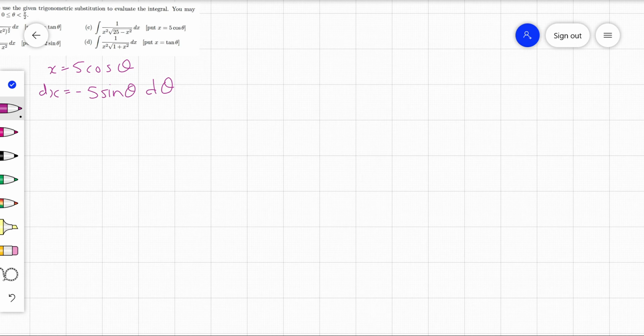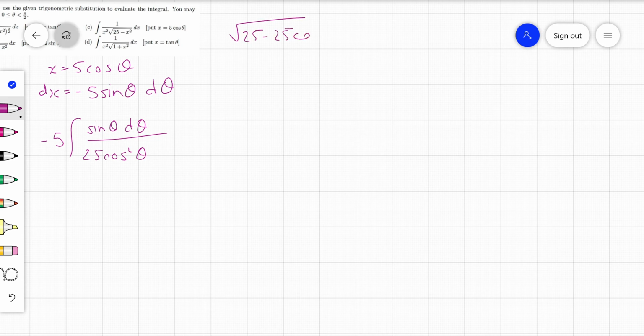Let's redo this integral. The dx part, which I'm going to put on top, is minus 5 sine theta d theta. And then we have x squared, which is 25 cos squared theta. I might do this bit separately. We've got the square root of 25 minus x squared. If we factorize the 25 and then square root it, we have a 5, and we end up with 1 minus cos squared underneath, which is sine squared. The square root of sine squared is just sine. So under here, we've got 5 sine theta.